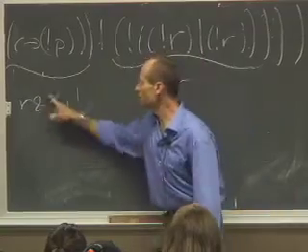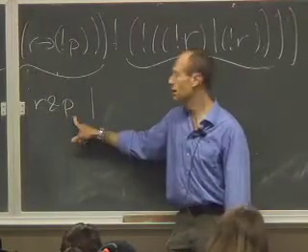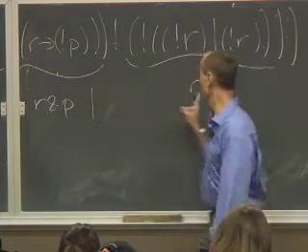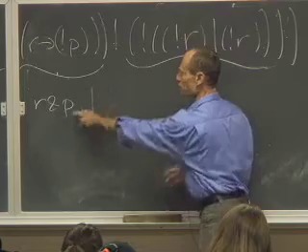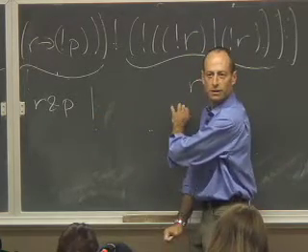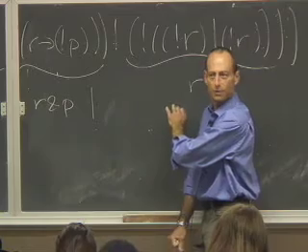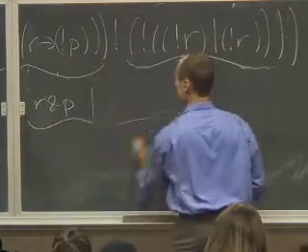In order for this to be true, both R and P have to be true. But if R is true, this is true. And if this is true, this whole thing is true whether P is true or false, because you've got it true on the right-hand side. Is that okay? So this reduces to R.